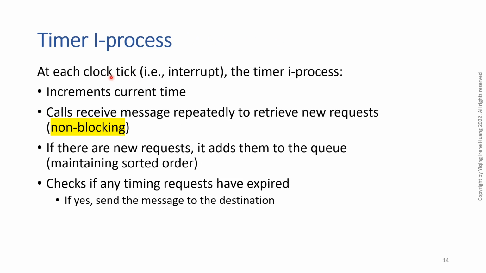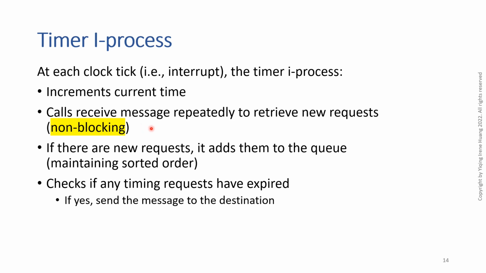So at every clock tick or timer interrupt, the timer I process increments the current time, which basically means decrementing the timeout list, and then calls receive message repeatedly to retrieve any new requests, and very important, it needs to call the non-blocking version of the receive message. So you need to come up with a non-blocking version of receive message inside the kernel, and let the timer I process call that particular version of receive message.